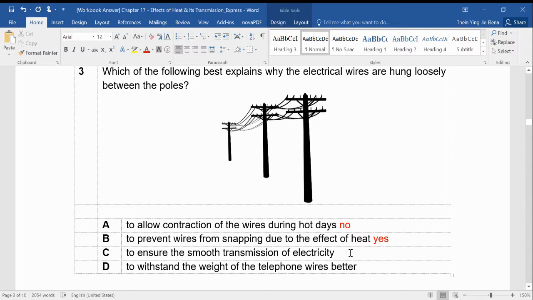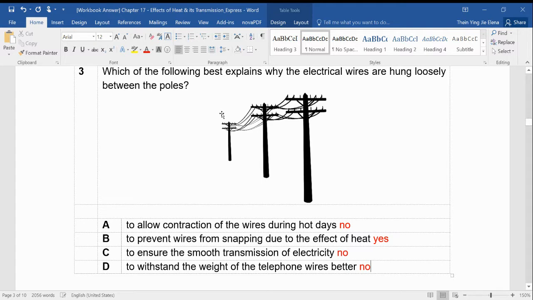To ensure the smooth transmission of electricity, that is not why you will hang it loose. Even if I hang it tightly, electricity will still be transmitted smoothly through the wires. So also not true. And to withstand the weight of the telephone wires better, no, that's not a reason why it's hung loosely. I think the difference in the weight would be quite negligible. So the answer should be B. To prevent it from snapping due to the effect of heat.